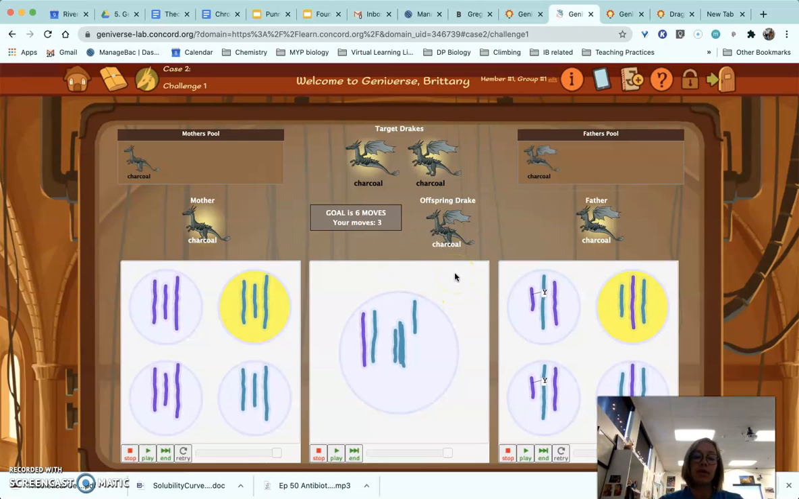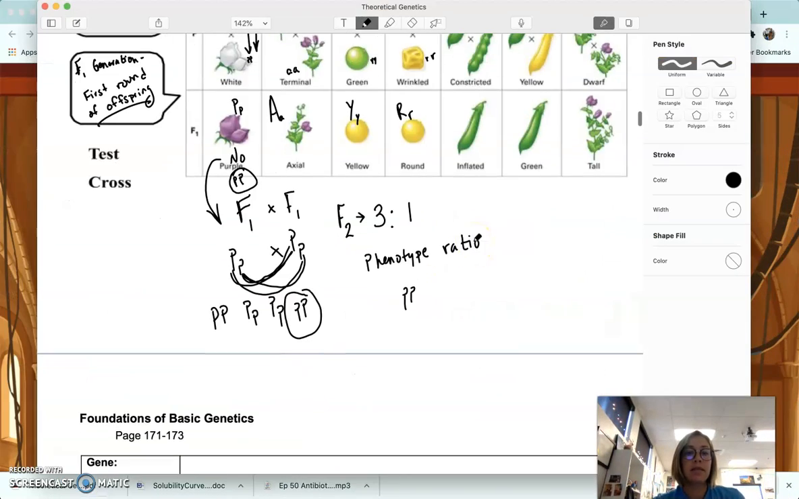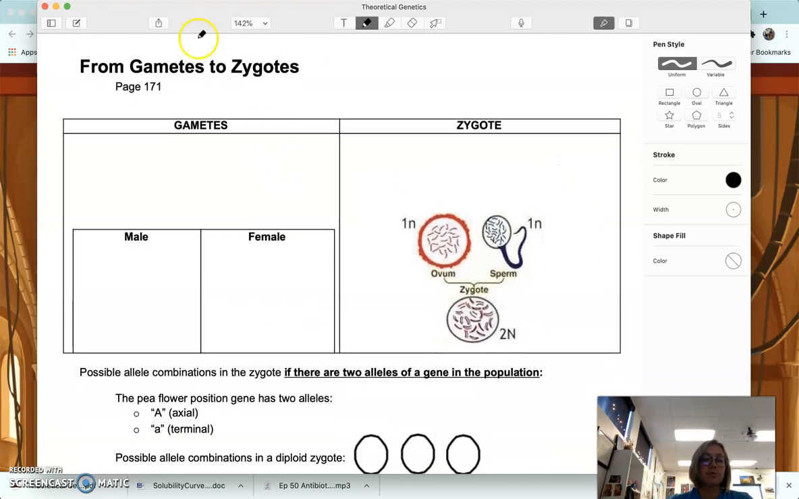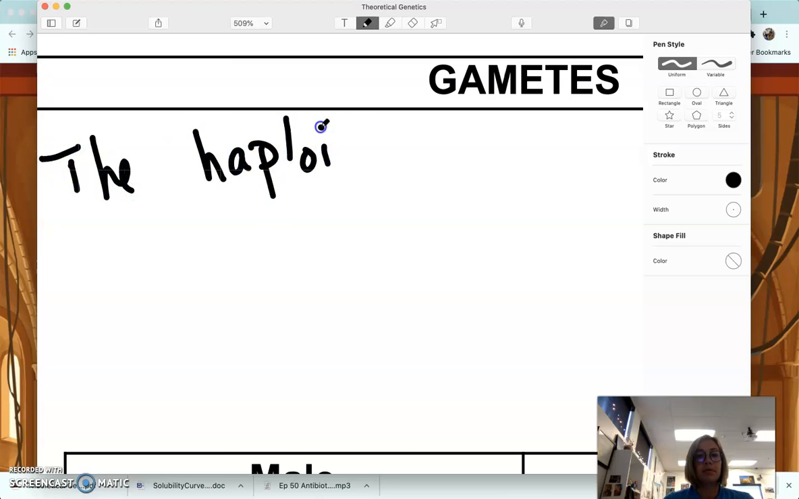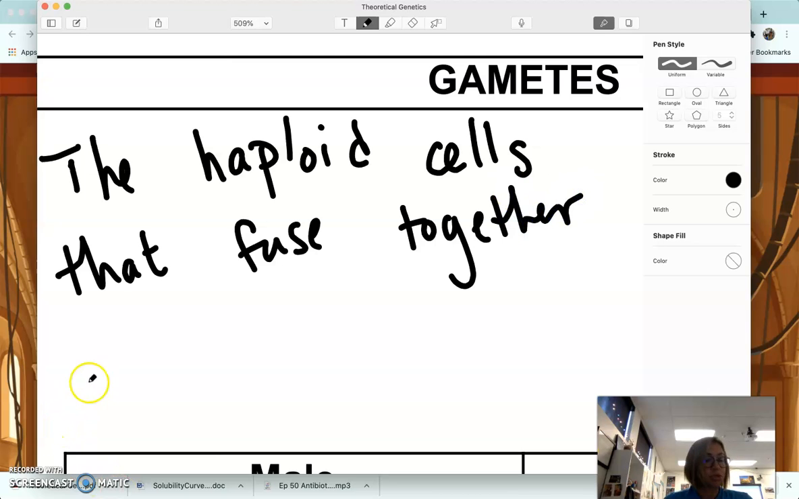So that's going from, I'll go back to our notes packet here, right? That's going to be where we get from gametes to zygotes. So the haploid cells, so the gametes are the haploid cells, that fuse together to produce the single-celled zygote.